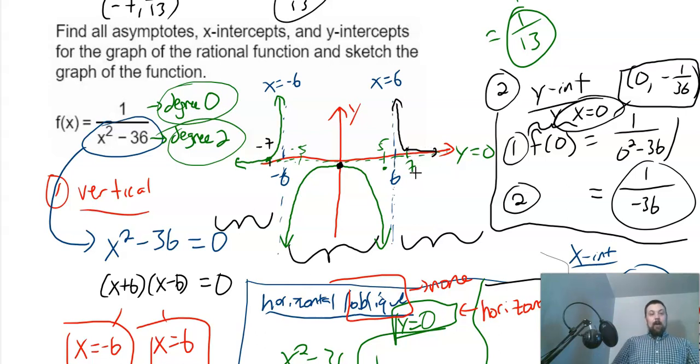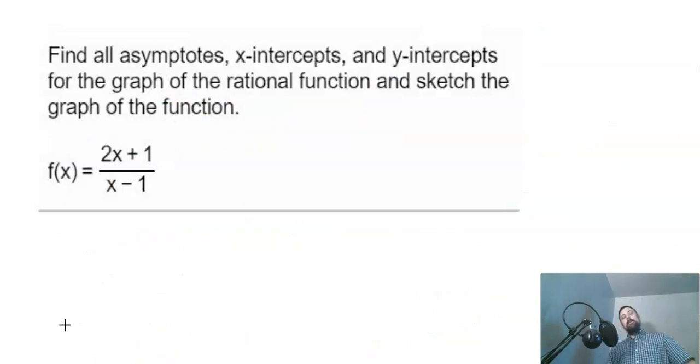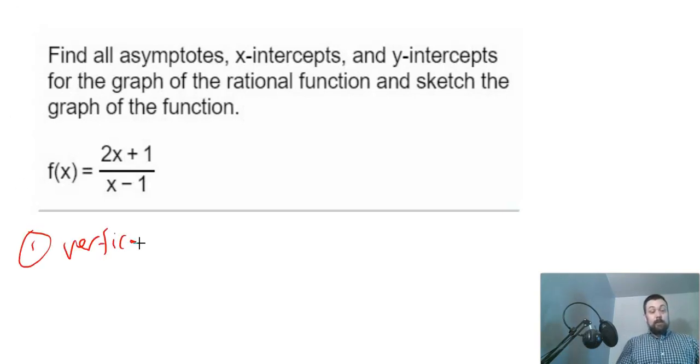So, all right, let's take a look at another example. Same set of directions here. Find all the asymptotes, the x-intercepts, the y-intercept, if they exist, for the graph of this rational function, and then sketch the graph of the function. So let's start with the asymptotes again. This one we actually can just tell by looking at the vertical asymptote.